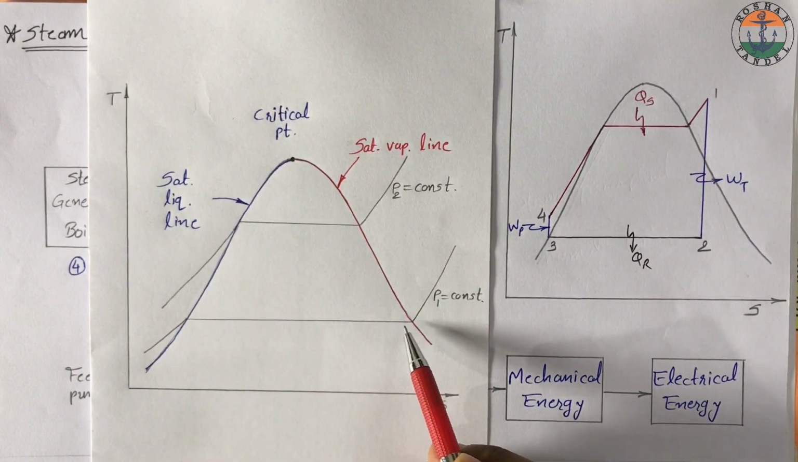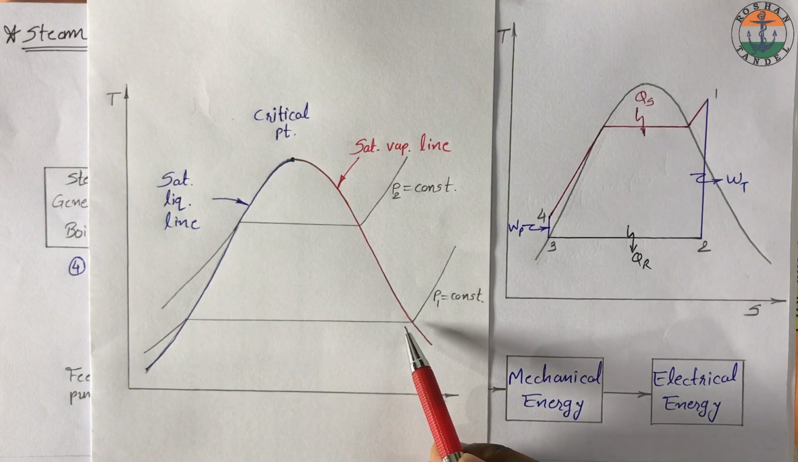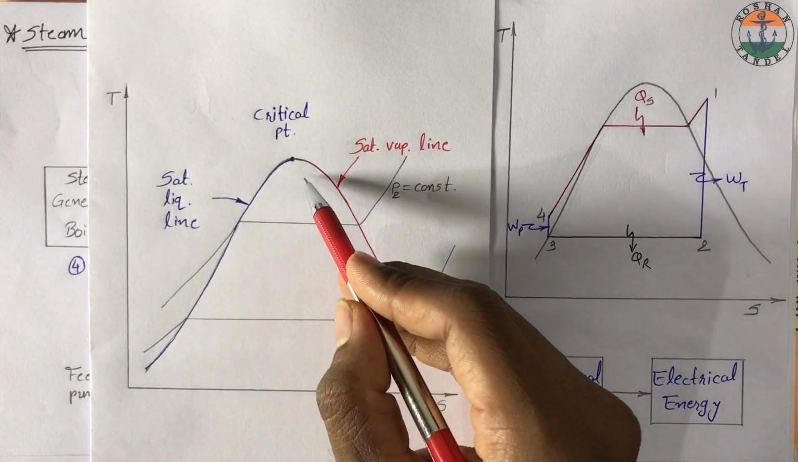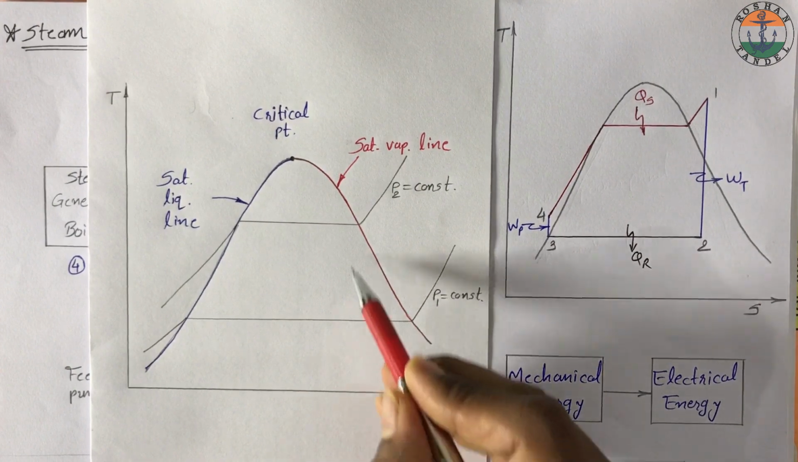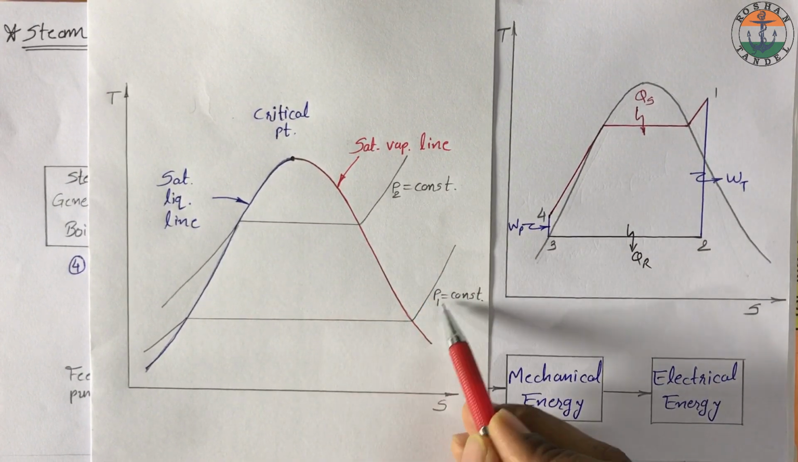Inside the dome, the constant pressure line is a horizontal line. If you go from bottom to top, its pressure increases. It means P2 is more than P1.